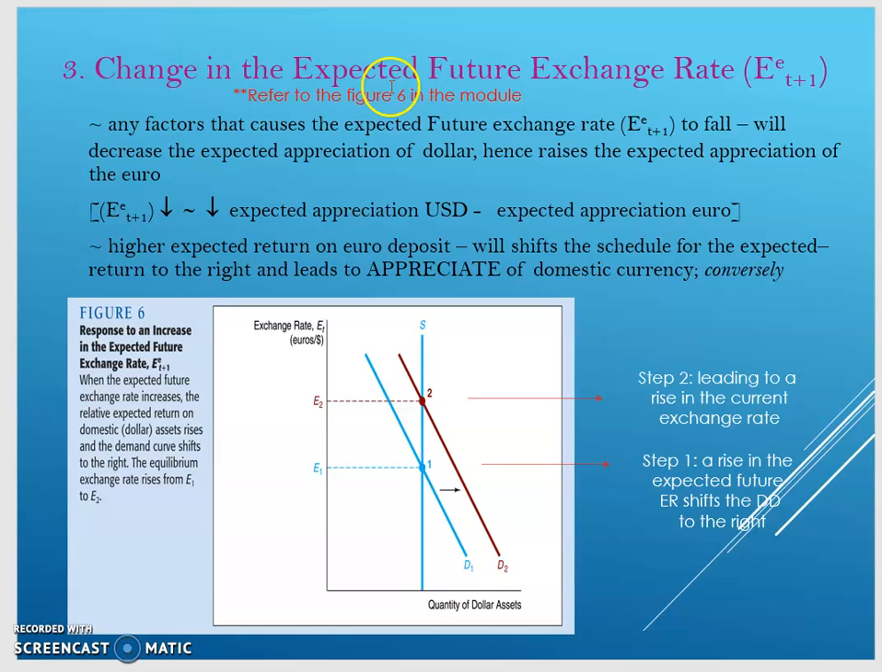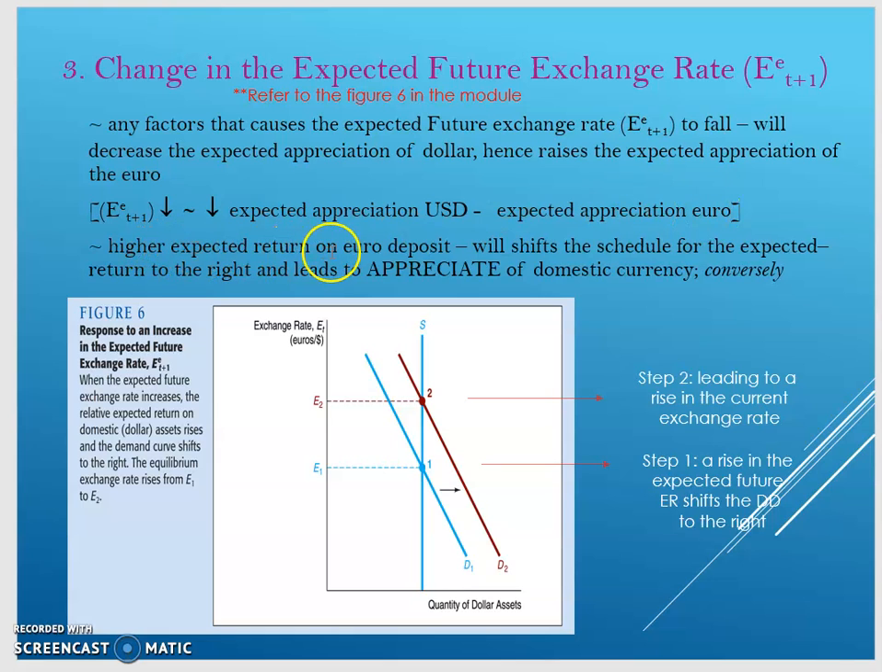Now look at the change in the expected future exchange rates. Refer to figure 6. Any factor that causes the expected future exchange rate to fall will decrease the expected appreciation of the dollar, hence raising the expected appreciation of the euro. When the future exchange rate decreases, it will decrease the expected appreciation of the USD and increase the expected appreciation of the euro.